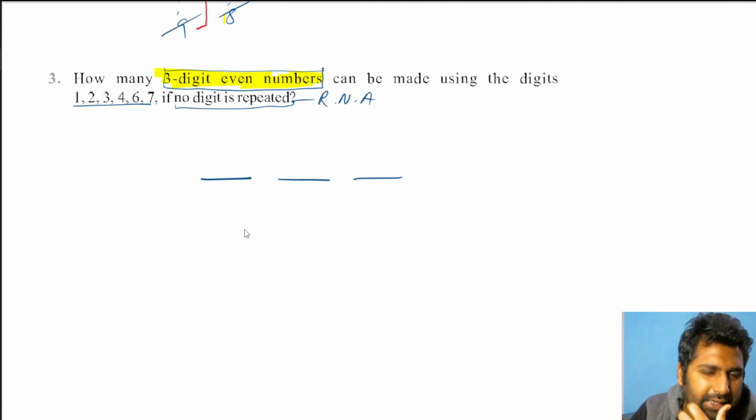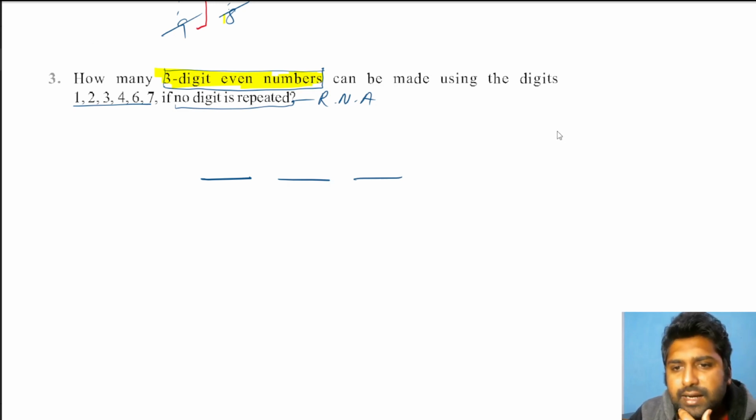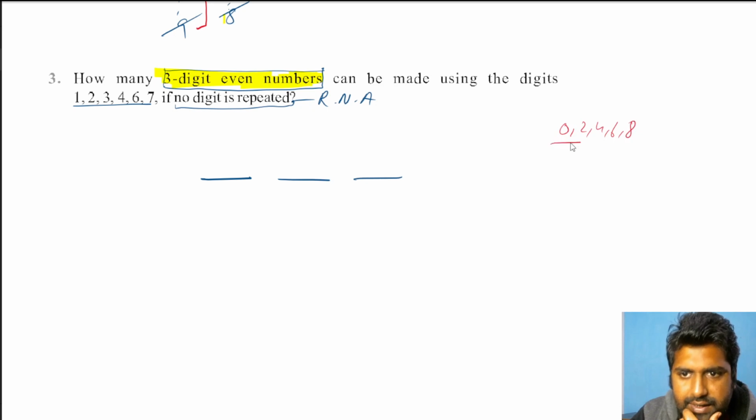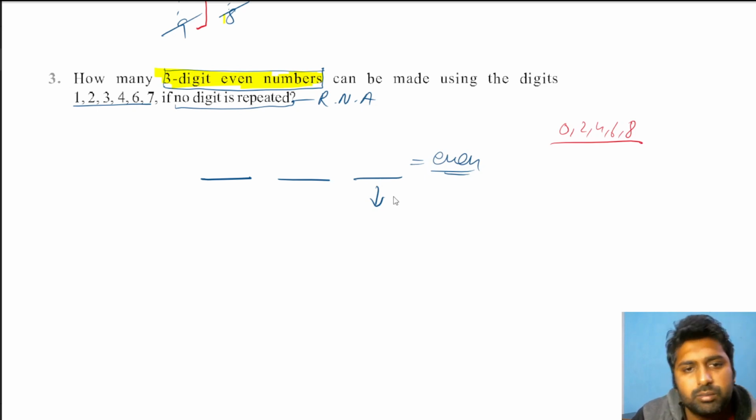Now how do we identify an even number? If a number ends with 0, 2, 4, 6, 8, it has to be an even number. That means in order to make sure this is an even number, first of all I have to consider the numbers which can come here, because this will decide whether the number will be even or not. So I'll start filling the options from here first of all.